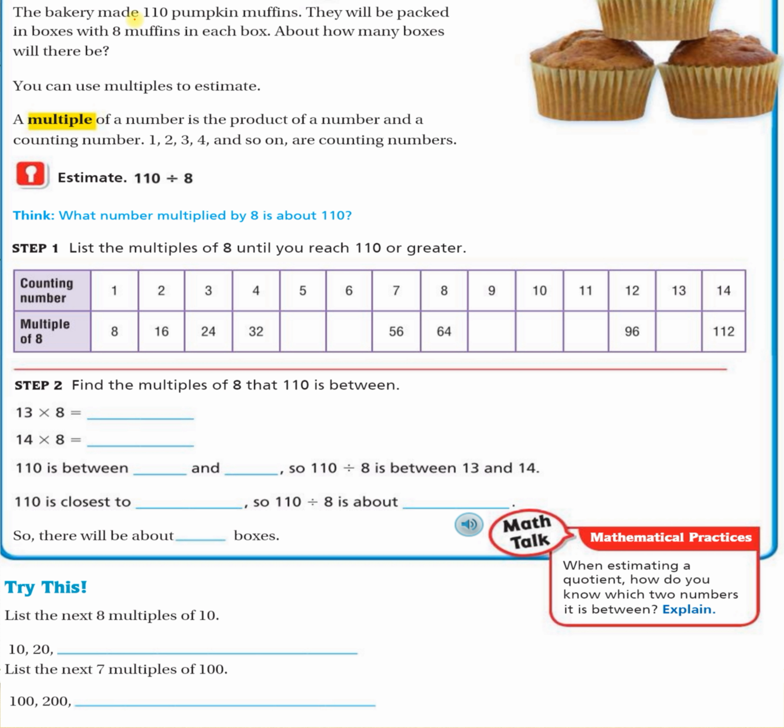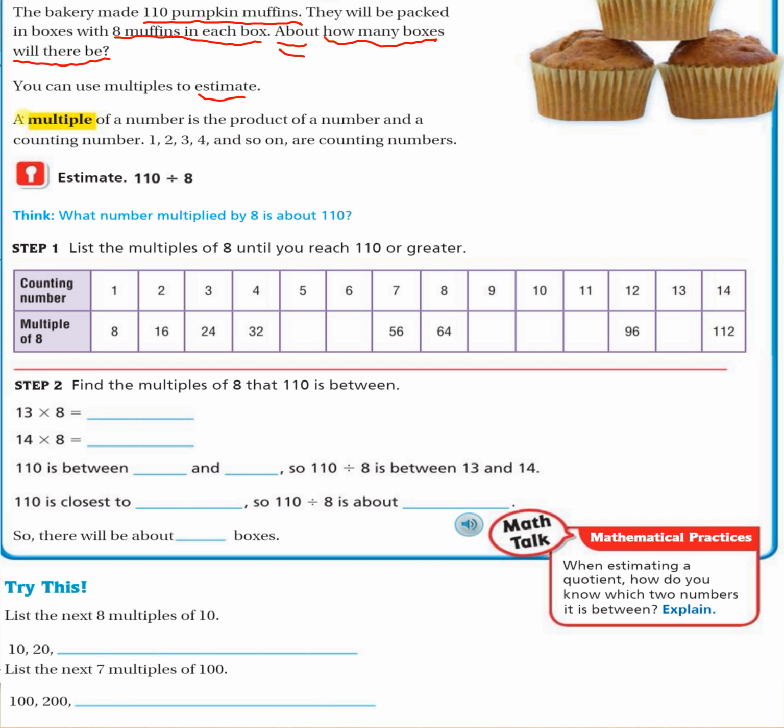Okay, here we go. The bakery made 110 pumpkin muffins. So that's important information. I want to underline that. 110 pumpkin muffins. They will be packed in boxes with 8 muffins in each box. That's important information. About, and remember, what does about tell me? It tells me that this is going to be an estimating problem. We can see that right there. About how many boxes will there be?